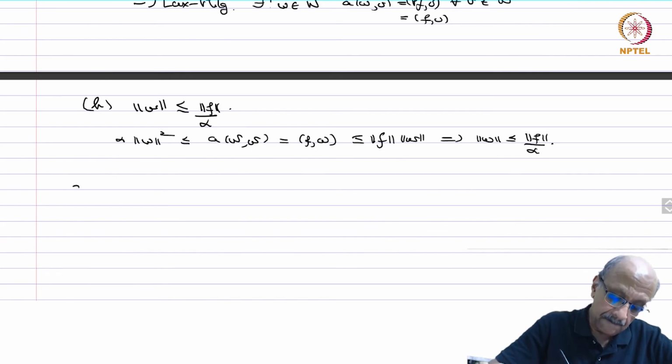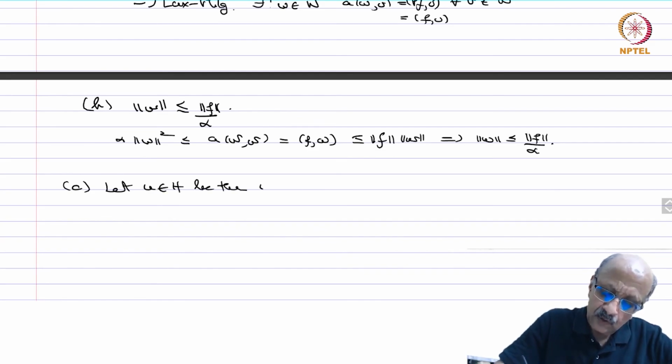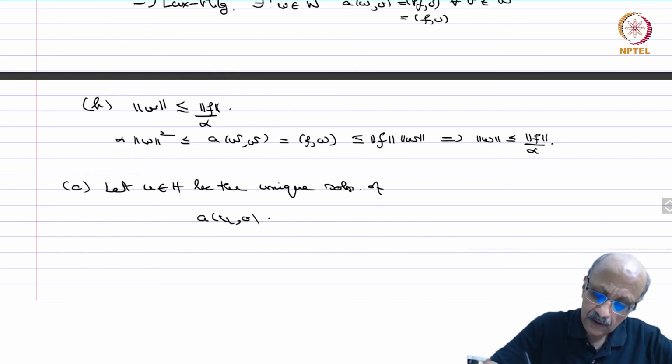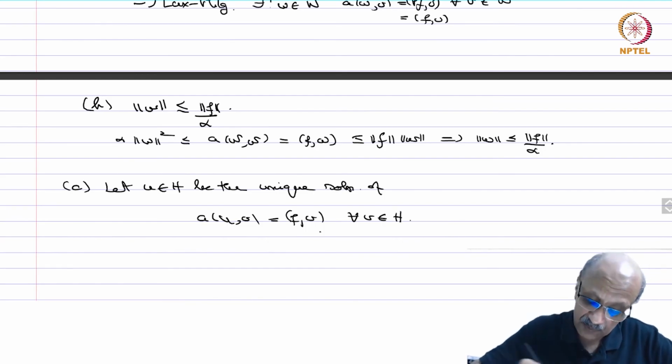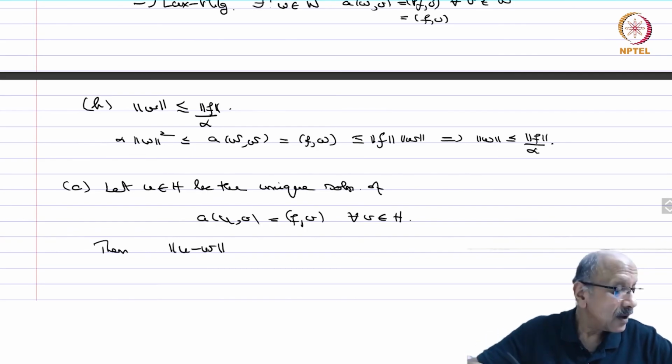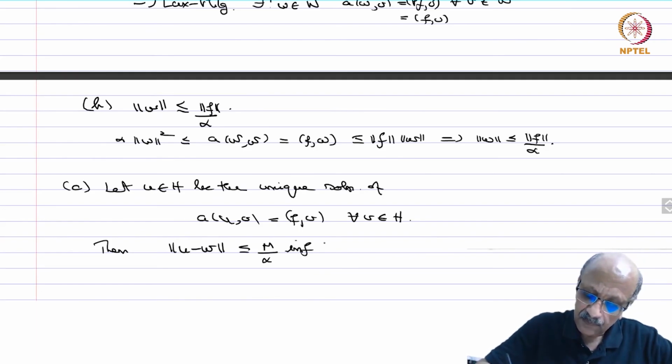Now C, let u in H be the unique solution of a(u, v) equals F(v) for every v in H. So you take the full problem, the problem on the entire space. Then norm of u minus w is less than or equal to M over alpha times the infimum of norm u minus v, v in W.